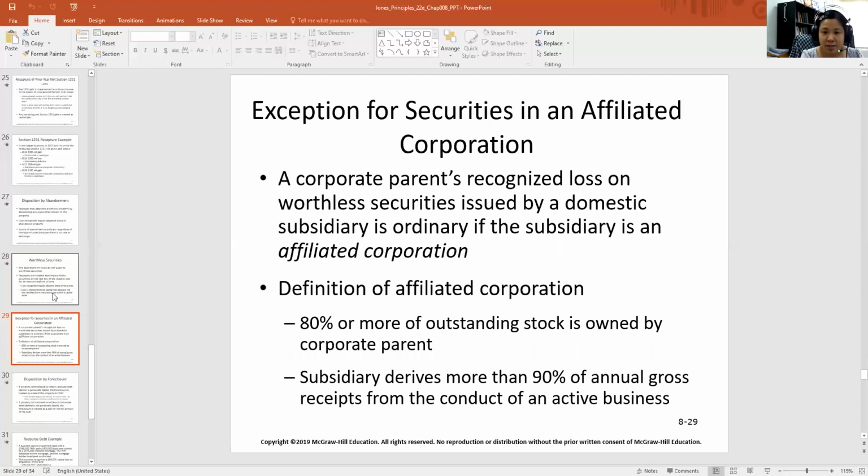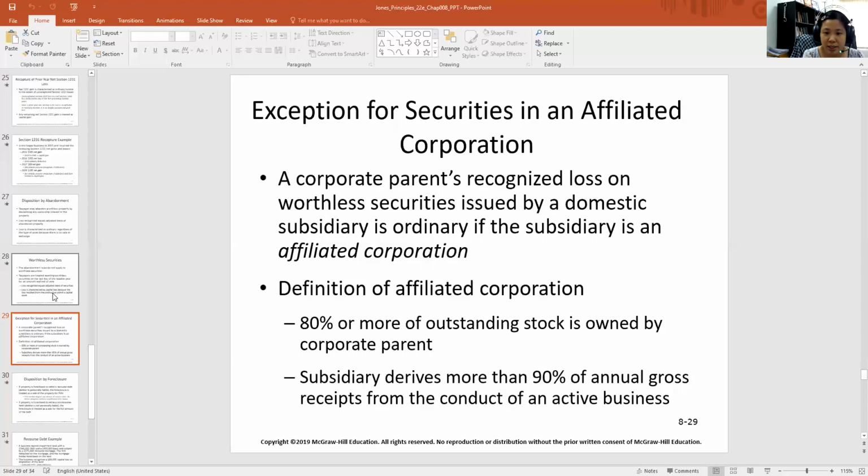Okay, so there is an exception for the security in an affiliated corporation. Corporate parents recognize loss on worthless securities issued by a domestic subsidiary as ordinary if the subsidiary is an affiliated corporation. Affiliated corporation here means the corporate parent owns 80% or more of the outstanding stock, and the subsidiary derives more than 90% of annual gross receipts from the conduct of an active business.